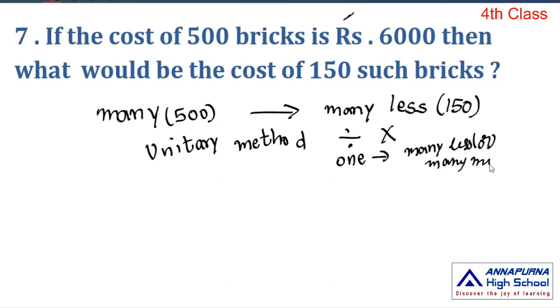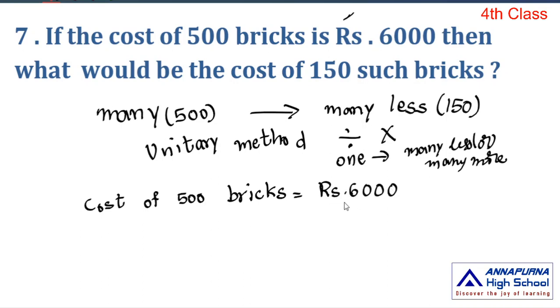Okay children, let's come back to the sum, children. Now what is the cost of 500 bricks, ma? Cost of 500 bricks is how much, children? 6,000 rupees. Okay children. And so in the unitary method, what will we find, ma? First we'll find the cost of one brick. Cost of one brick. How much, ma? How do we get it? By division. 6,000 divided by 500. Okay children.